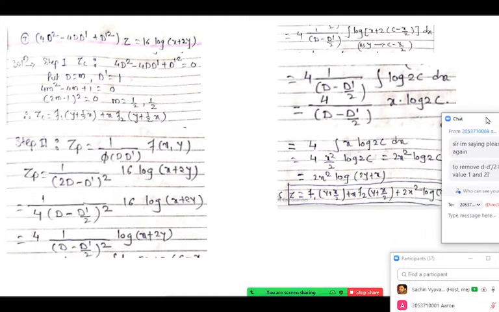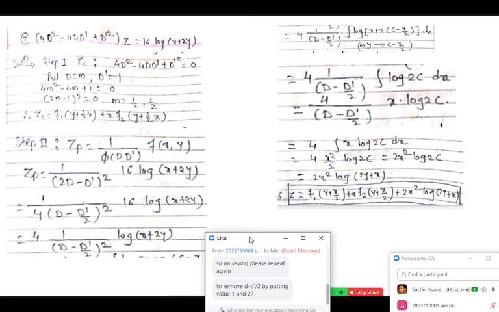Yes, if you have any doubt, you can ask. What is the most important thing in these questions? The most important thing is this one. Just a minute.